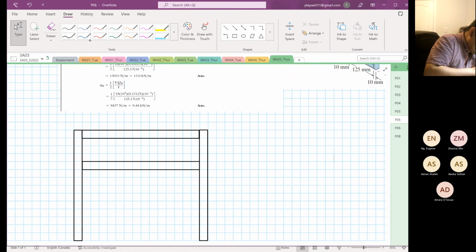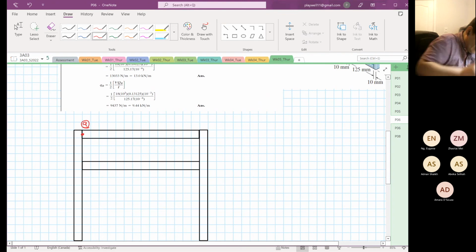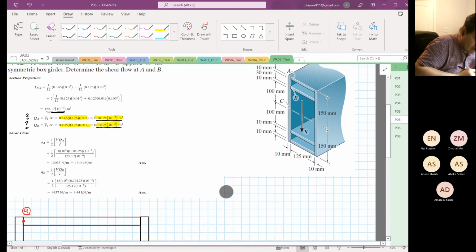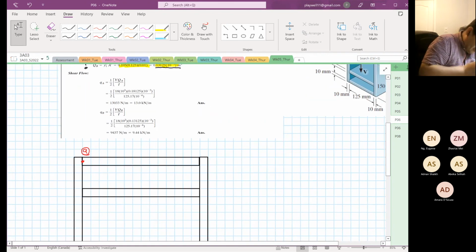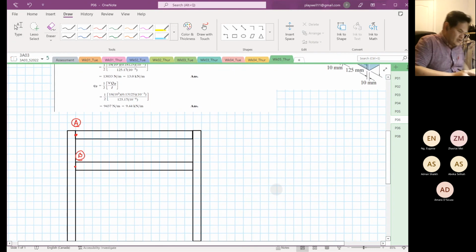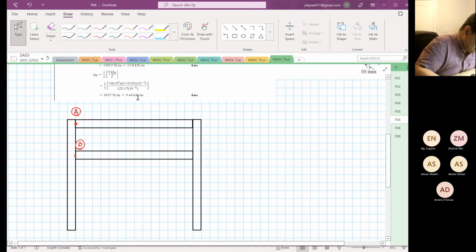This is directly at point A. Right, that's the point A. And then at point B, capital A, and over here is a capital B. So we are going to design the shear flow, and over here, this is our centroid.